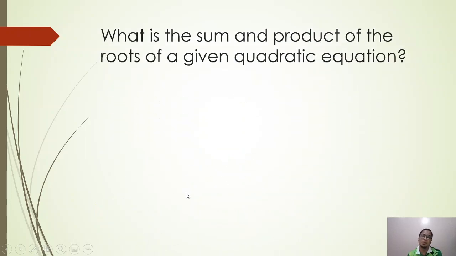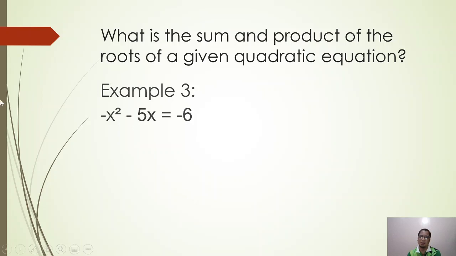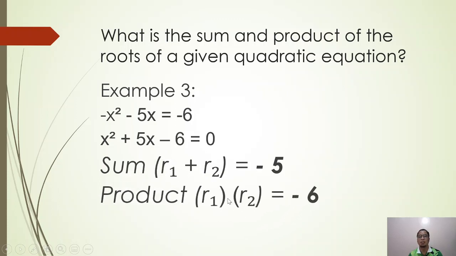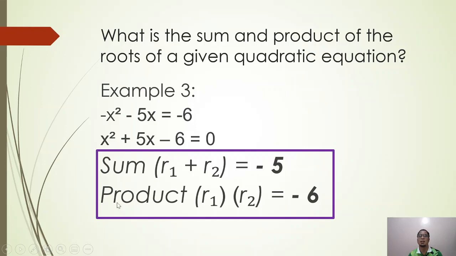When we are asked what the sum and product of the roots are in example 3, this is the given, which we already arranged so that the value of a is positive. Our sum, root 1 plus root 2, equals negative 5. And our product, which means root 1 multiplied by root 2, equals negative 6. This is the answer. I hope I'm making myself clear for the sum.